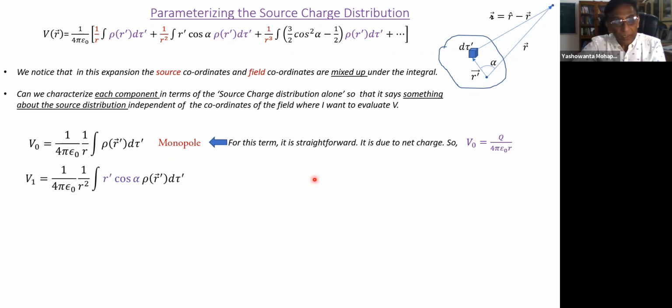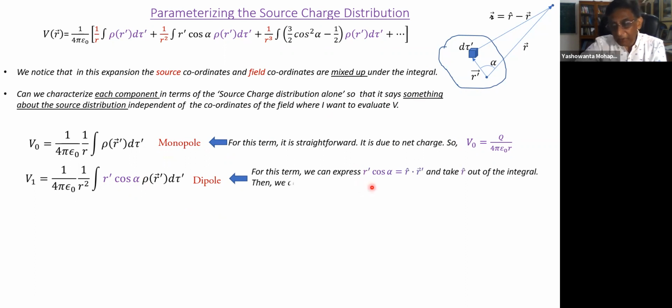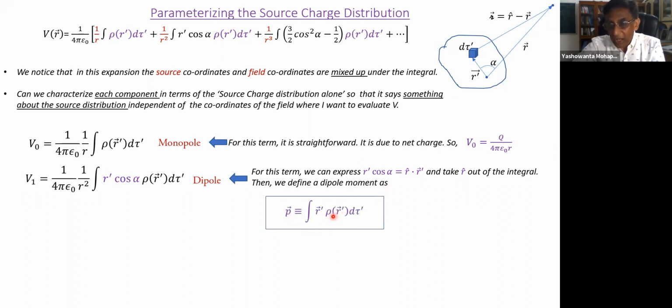The second term though has this r prime cos alpha, and that is mixing things up, so let's do something about it. It's called a dipole. For this term we can express, this is the common technique that we'll use, r prime cos alpha as r hat dot r prime, where the angle is alpha. And then we define the dipole moment of the distribution as p equals the sum of dq times r prime.